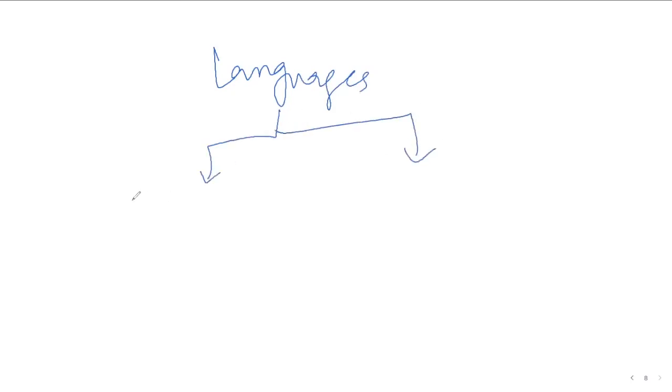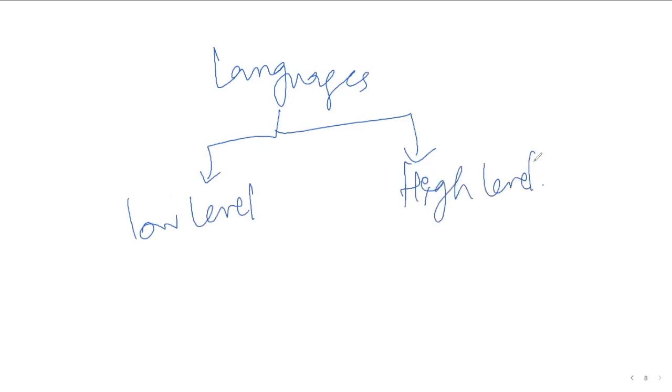Okay, next. You can see that all the languages can be categorized into two types. One is low level language and another is high level language. You should have guessed by now. Low level languages are languages which use only ones and zeros, that is binaries. These are called low level languages.